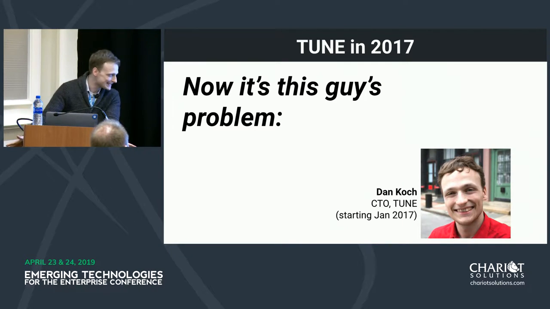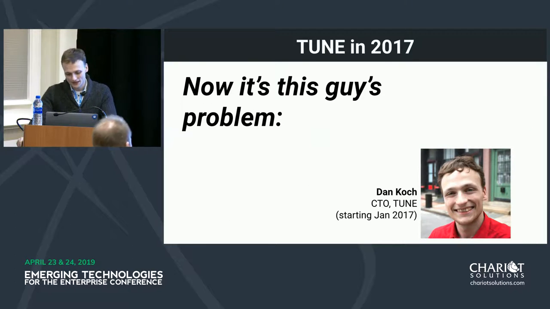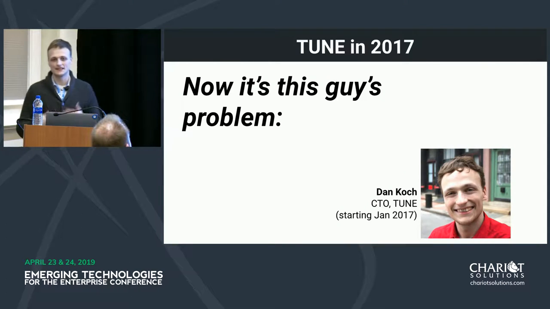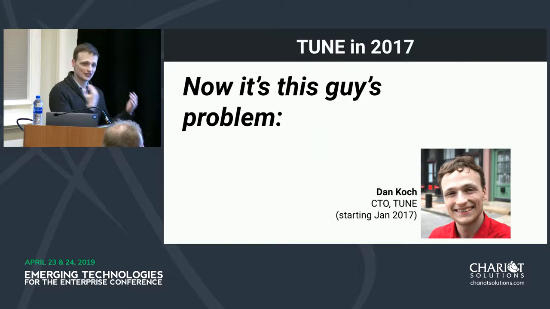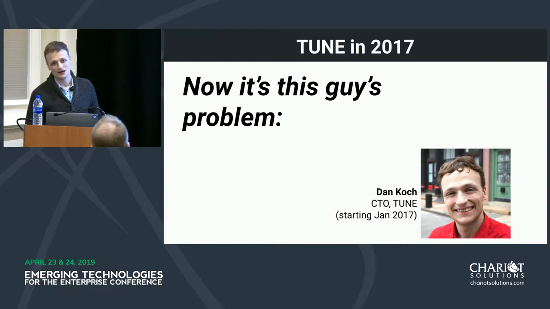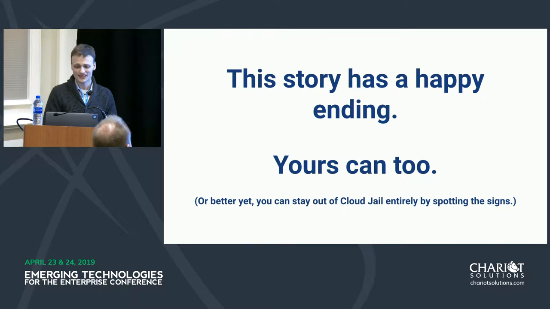So I started as CTO of Tune in January 2017. And actually, CTO, that meant head of both product and engineering. So this is my story in terms of helping to get us out of cloud jail. We're going to be walking through a number of different axioms of what worked and didn't work, while we tried to change the tires on the proverbial truck while it was in mid-motion, in terms of getting our costs under control, getting out of cloud jail while continuing to make the product better. The story has a happy ending, and your story can have a happy ending too.